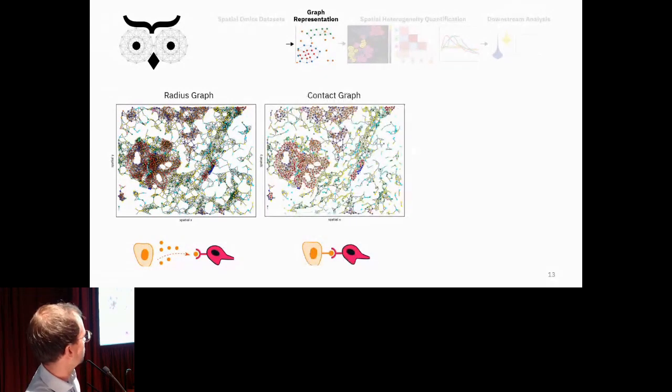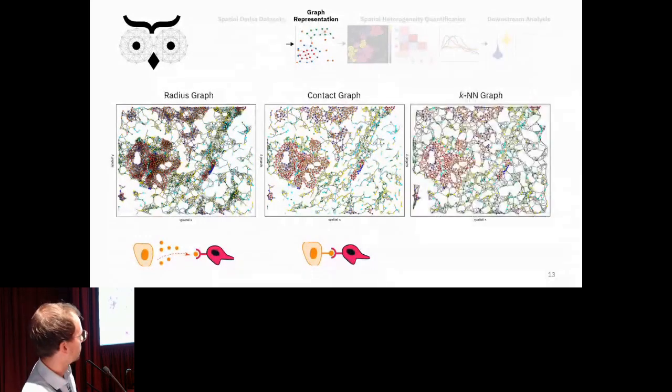Another graph representation that we provide is the contact graph representation, where you connect each cell to the cells that are in contact with that cell. So you need to have physical contact to connect the cells within this graph. And you could use that, for example, to model juxtacrine signaling. And then finally, we have the KNN graph representation, which is just a popular graph topology.